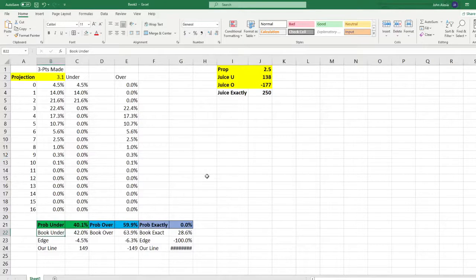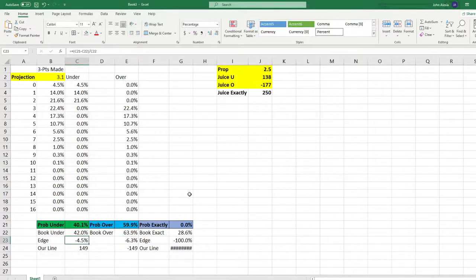Underneath that, I have what the book is calculating as the probability. Now I get this number based on the juice. And if you're unfamiliar with how to calculate this number, you can go back to the video I did on money lines. In there, I will show you all the calculations on how to convert a money line into probability and vice versa. So with the juice at plus 138, the book is estimating a 42% chance that this prop goes under. At juice of minus 177, the book is estimating a 63.9% chance of an over.